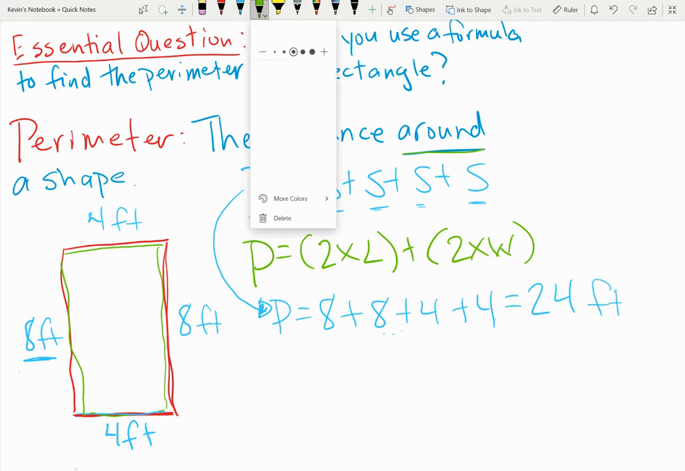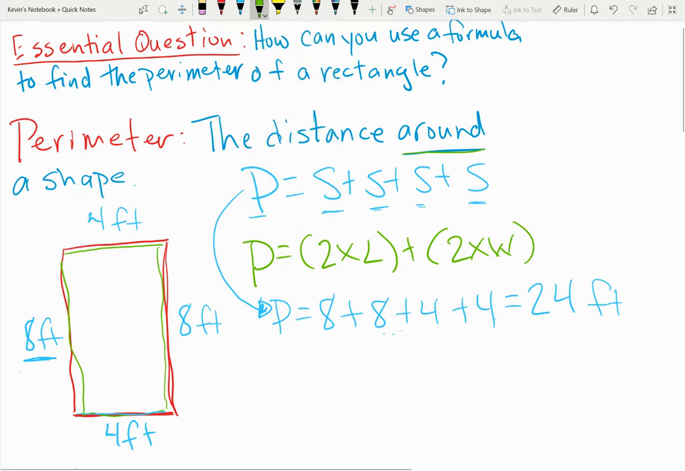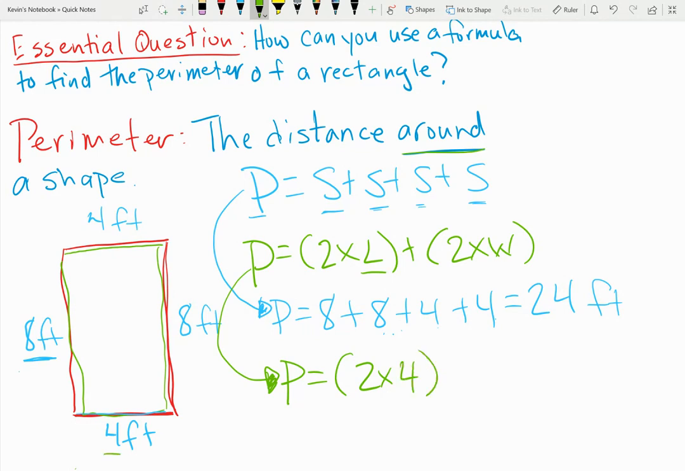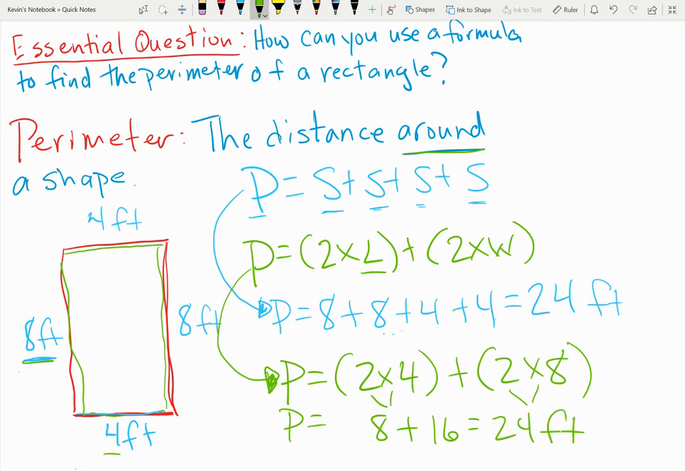Okay. I can take my second formula and plug it in here. Perimeter equals 2 times the length, and I know my length is 4, so 2 times 4 plus 2 times my width, which is 8, 2 times 8. And just use your order of operations. We know 2 times 4 is 8, plus 2 times 8 is 16. We add those together, we get 24 feet.